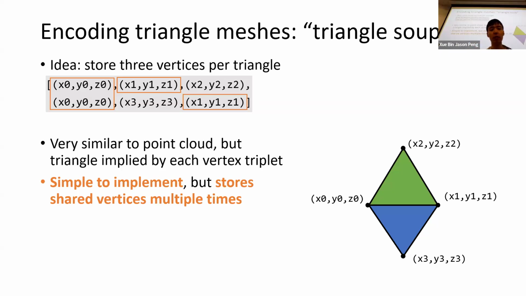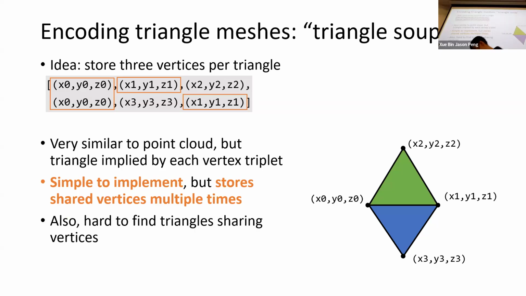Another drawback with this simple triangle soup data structure is that common mesh operations are very inefficient with this particular data structure. So a common mesh operation would be something like, let's say we want to find all the triangles that share a particular vertex. If we want to do that using this triangle soup data structure, then we have to enumerate over the entire list of triangles and check which triangles are connected to a particular vertex.